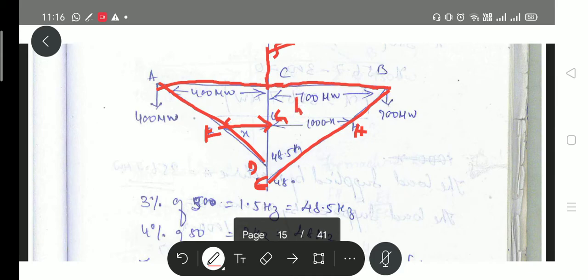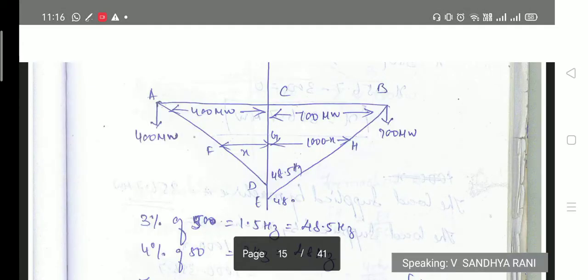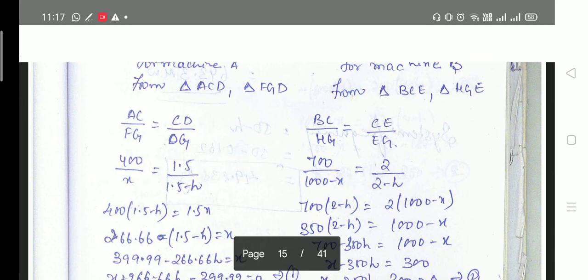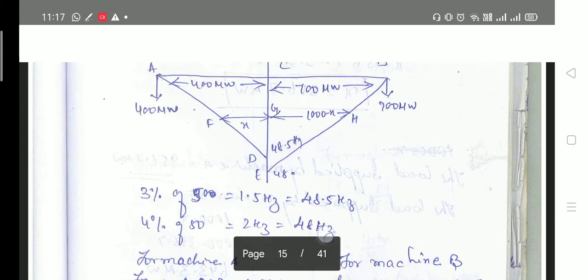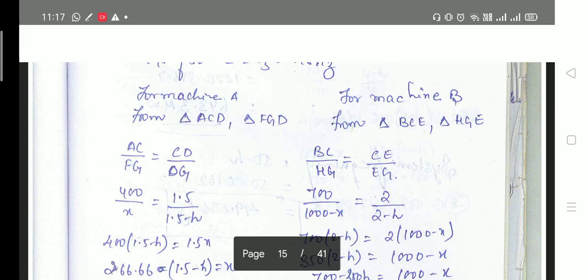Same way I am taking G to C, H. Same way we can calculate the equation: AC by FG is equal to CD by CG. Then we take 400 by X. Here A to C is the 400, F to G is the X. And CD is 1.5 hertz and DC is 1.5 minus H.